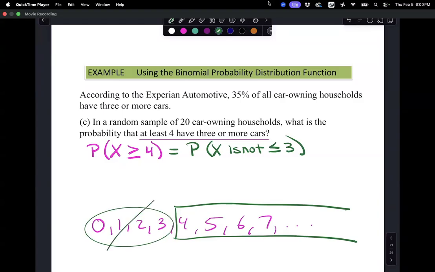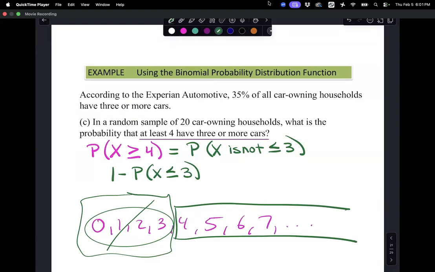It's not those. So every time we see the words "at least," we use the complement rule. I'm going to say it again. Every time we hear the words "at least," we use the complement rule. Therefore, what we're going to do is 1 minus the probability that x is less than or equal to 3. This will get us there because it's going to find us this and then subtract it from 1. That's what we're going to do.